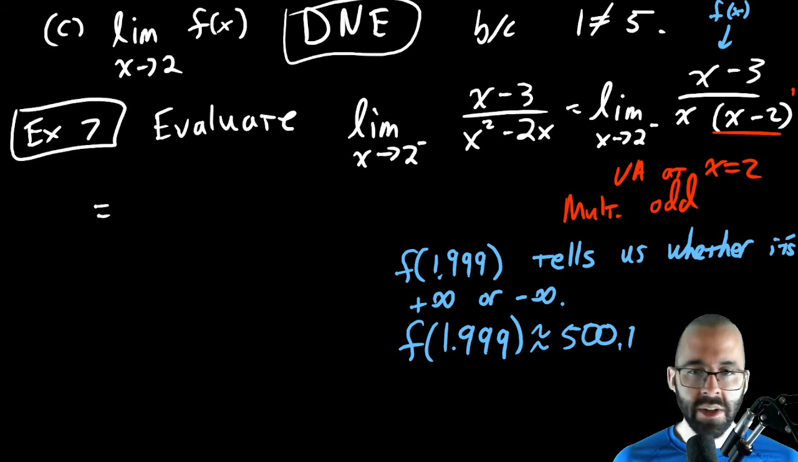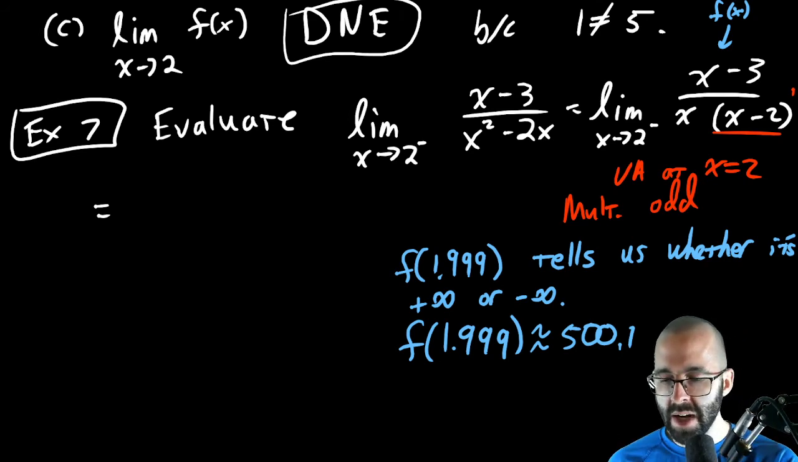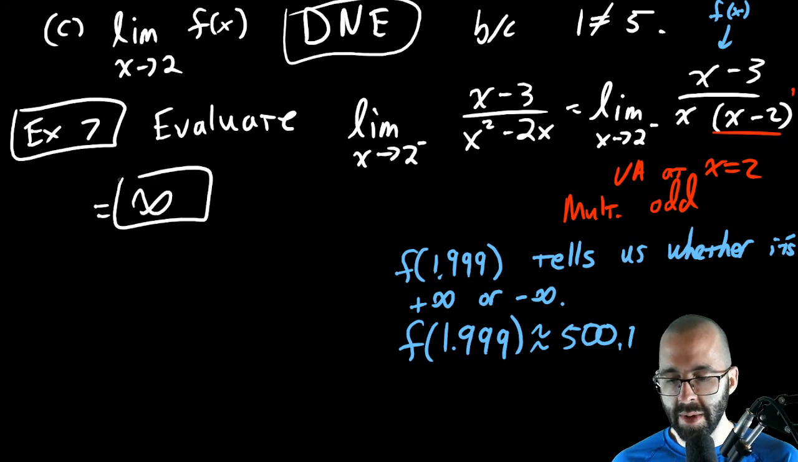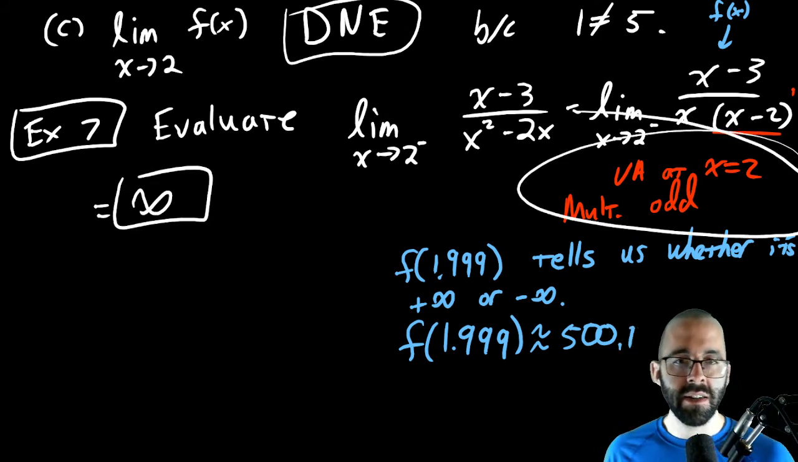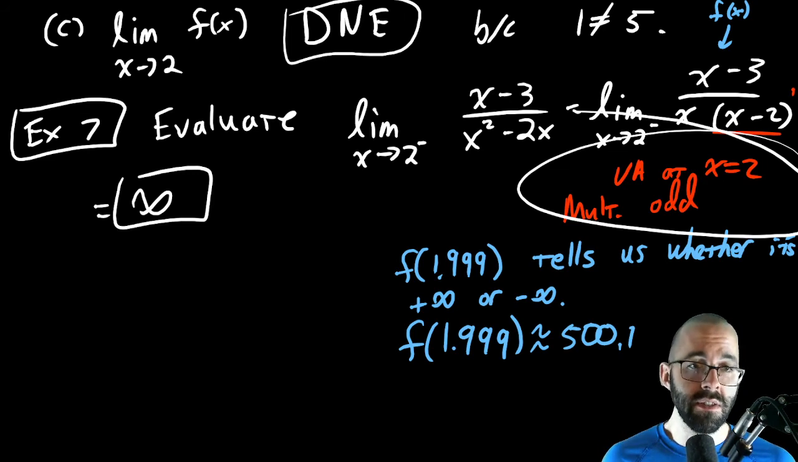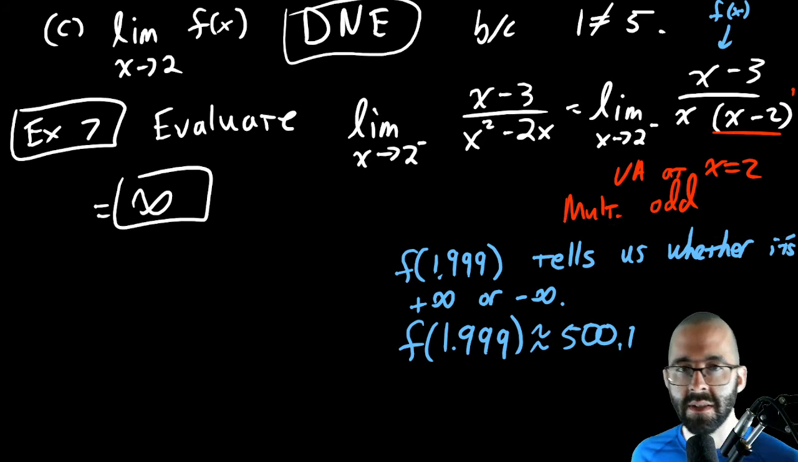So we knew it was either positive infinity or negative infinity. We plugged in something really close to 2 on the left of 2. We got positive. That's going to be positive infinity. And because of what we know about here, that means that from the other direction, as we approach 2 from the right, it would be negative infinity.